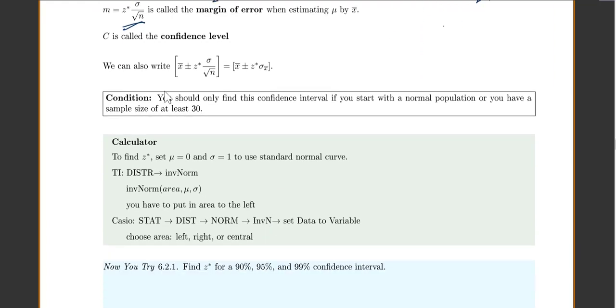There is a condition. You should only find this confidence interval if you start with a normal population or you have a sample size of at least 30.